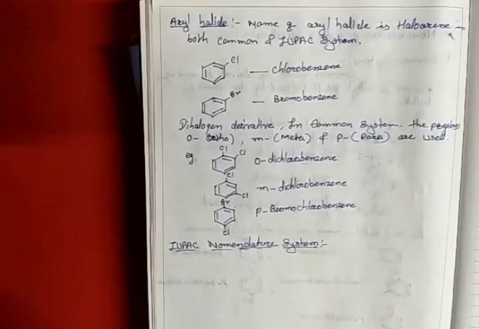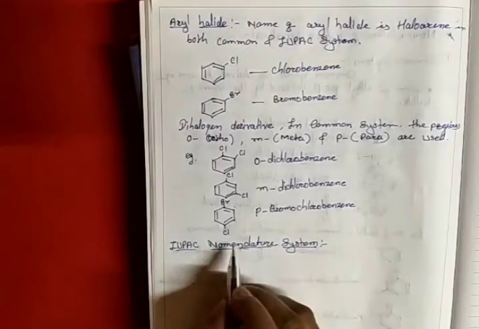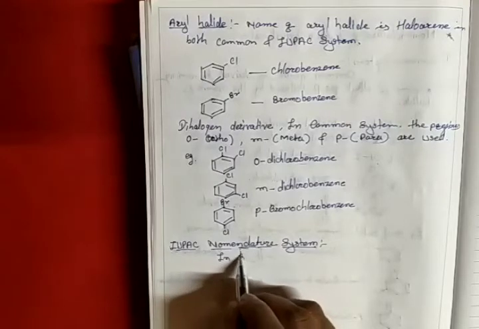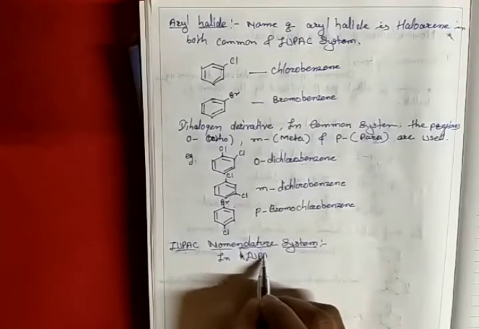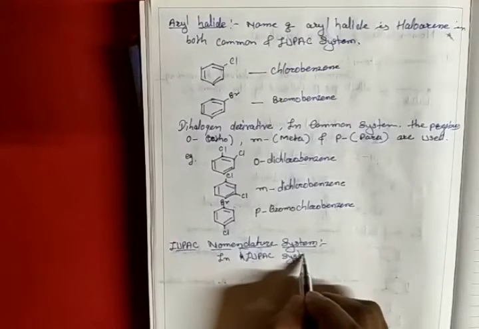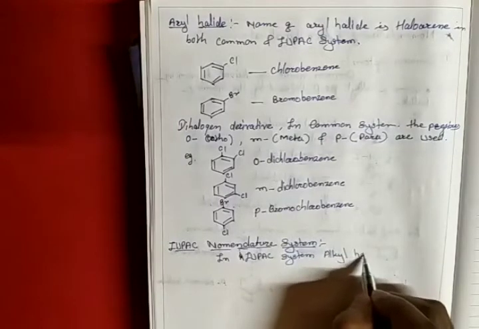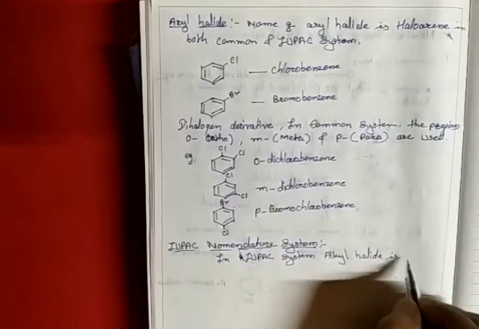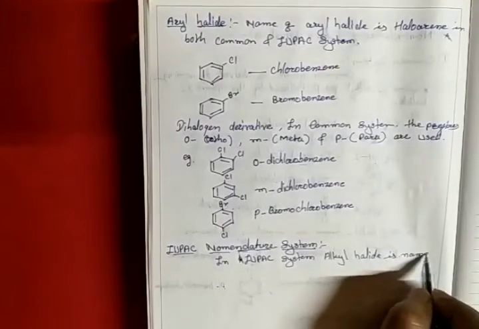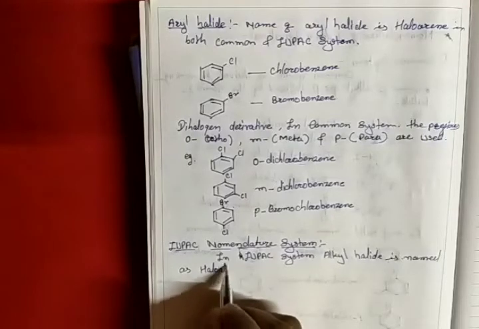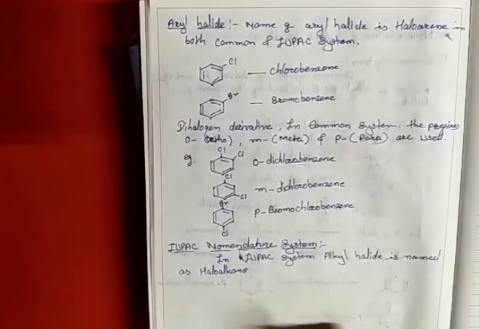So in the IUPAC nomenclature system, alkyl halide is called haloalkane. Okay, so in the IUPAC system, alkyl halides are named as haloalkane. Okay, haloalkane.